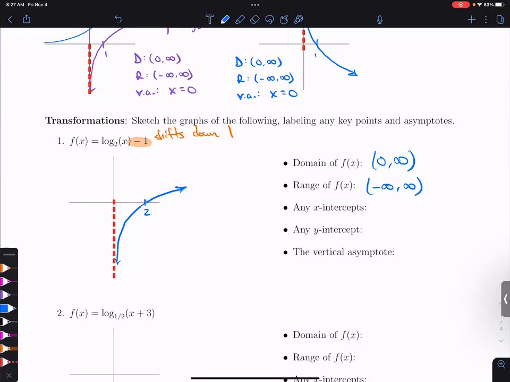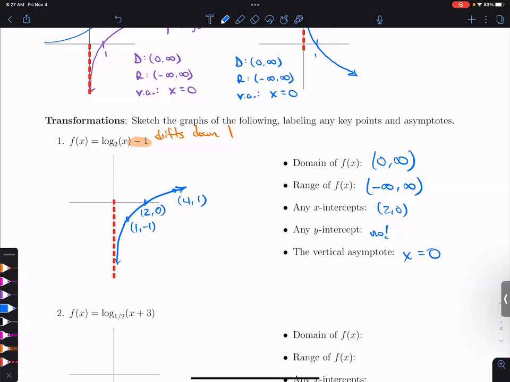Domain is 0 to infinity, range is negative infinity to infinity. X-intercept is 2. Y-intercept still none. And the vertical asymptote is still x = 0. Somewhere out here, I'd go through (4, 1), right?